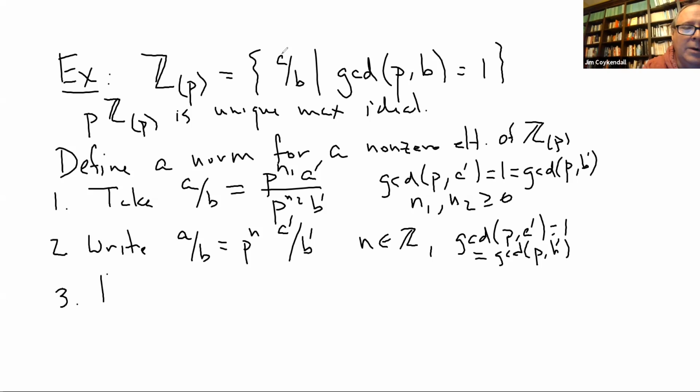We define the norm of this p^n a' over b', the p-adic norm. I'm going to define it to be p to the negative n.